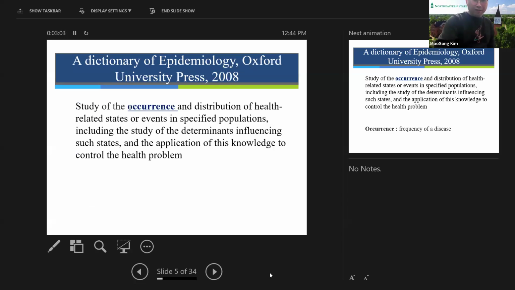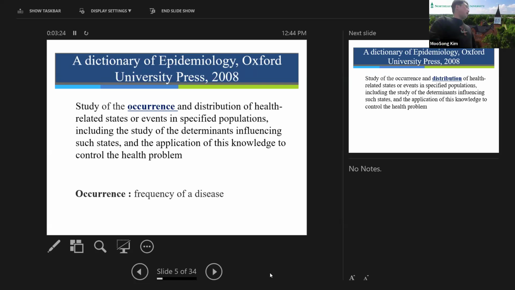And then occurrence. What is the meaning of occurrence? How often something happens? Yes, how often something happens. So frequency, right? In this case, frequency of disease, how often disease happens. Yes, good. And distribution, patterns.